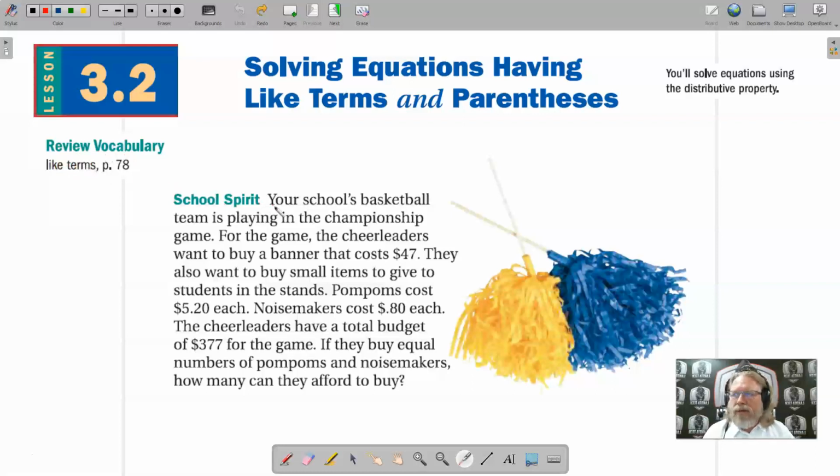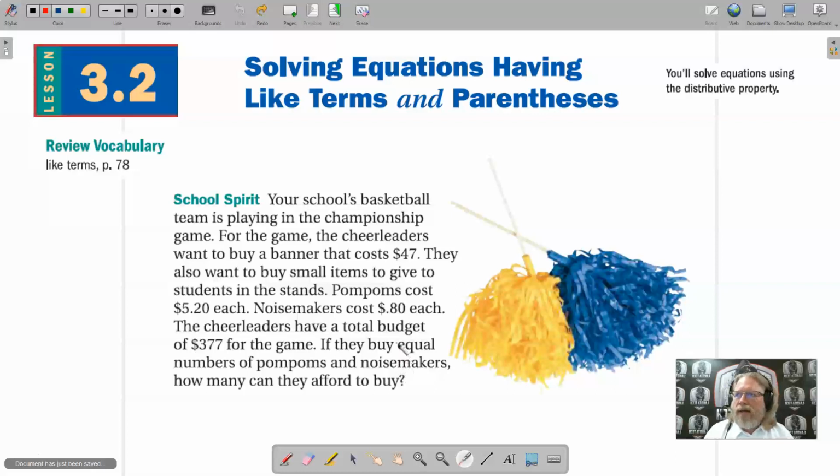So, school spirit. Your school's basketball team is playing in the championship game. For the game, the cheerleaders want to buy a banner that costs $47, so that's probably an important number there. They also want to buy small items to give to students in the stands. Pom-poms cost $5.20 each. Noisemakers cost 80 cents each. The cheerleaders have a total budget of $377 for the game. If they buy an equal number of pom-poms and noisemakers, how many can they afford to buy?